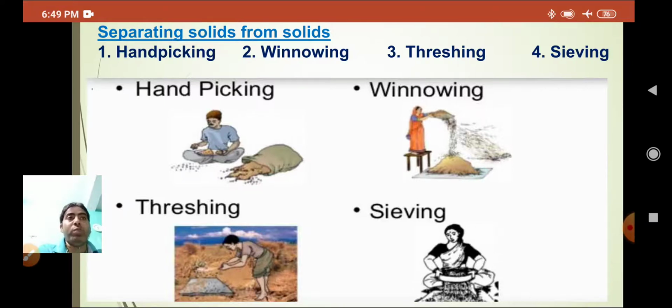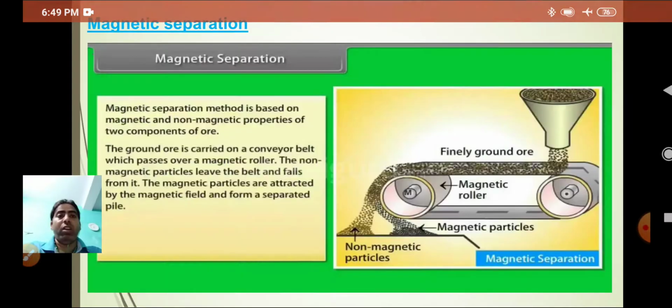Your mother also does that. This method is used in homes to separate the wheat bran from the flour. You have also noticed that similar large sieves are used at building construction sites to separate the pebbles and stones from the sand. You have also seen that. This whole process was separating solids from solids.